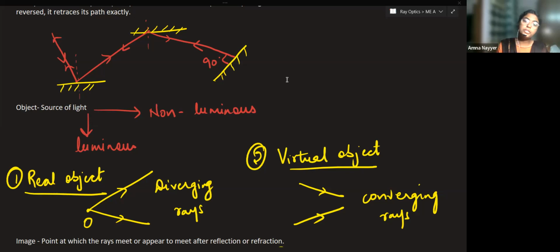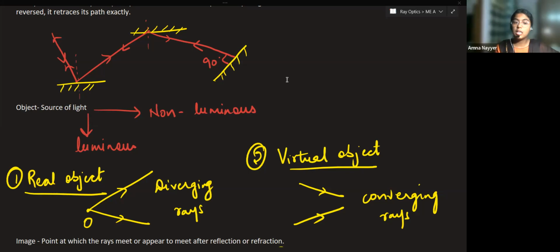Now, this is luminous and non-luminous, but objects can be real objects as well as virtual objects. A real object means when you actually have an object over here. This has a physical existence. This is a physical entity. So this is a real object, right? All the rays are diverging for a real object.